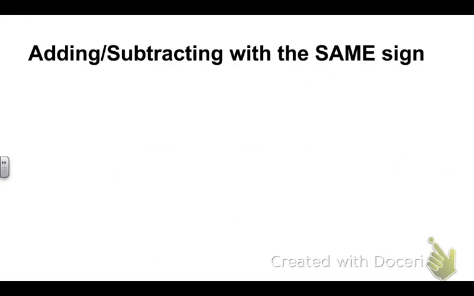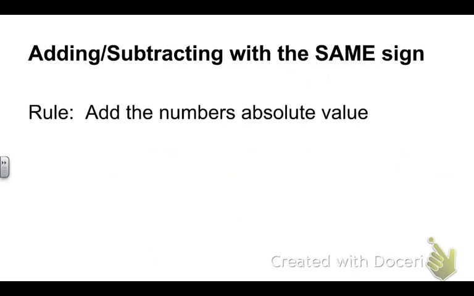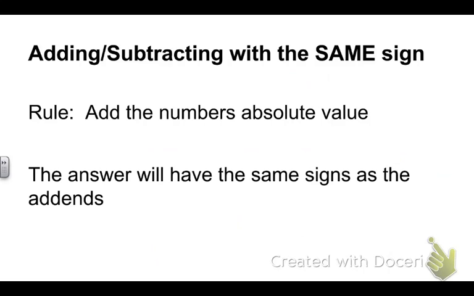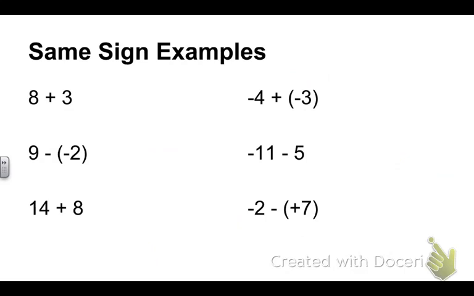So now what if we have same signs and we need to add or subtract these numbers? The rule is to add the numbers' absolute value. And we will do some examples. When you add the numbers' absolute value, the answer is always going to have the same sign as the addends. So if you're adding two positives, your answer is going to be positive. If you're adding two negatives, your answer is going to be negative. Your answer is going to have the same sign.